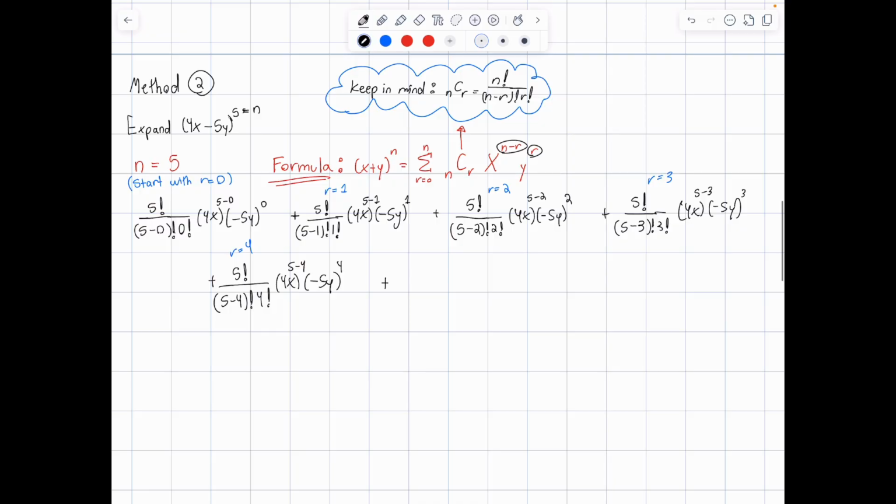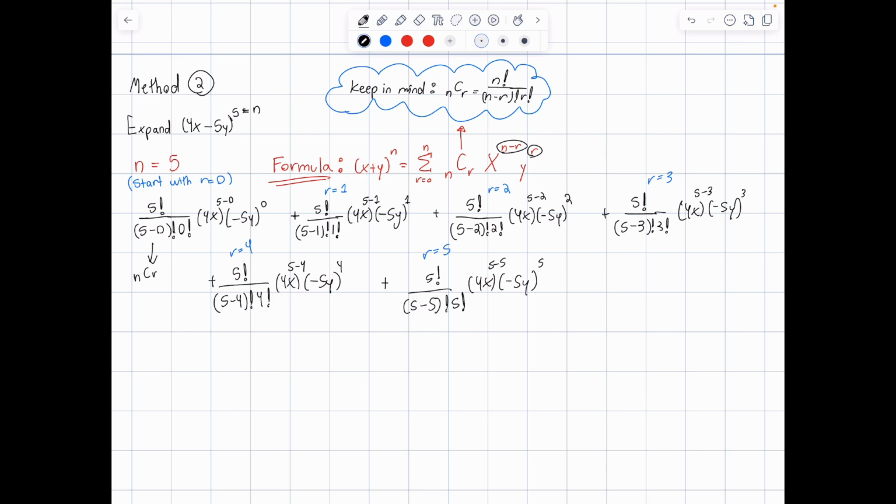And our very last one, r equals 5. Last time, we're going to do 5 factorial over 5 minus 5, 5. And then our x value, our y value, and then the exponents on our x and y is going to be 5 and 5 minus 5. Perfect.